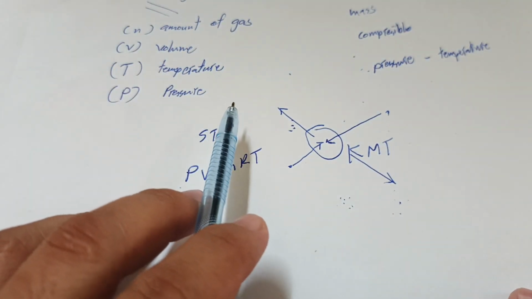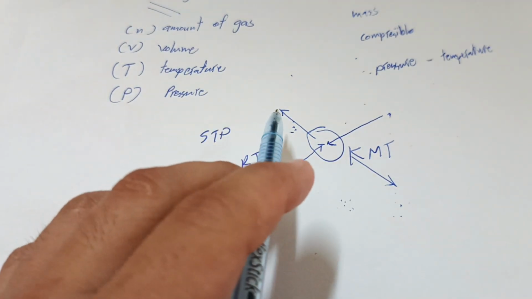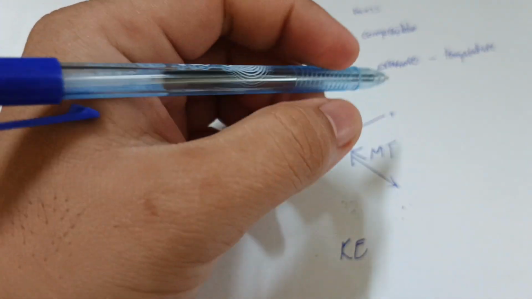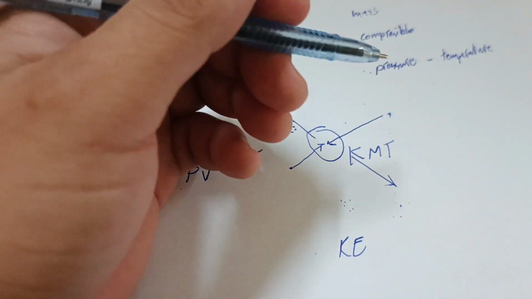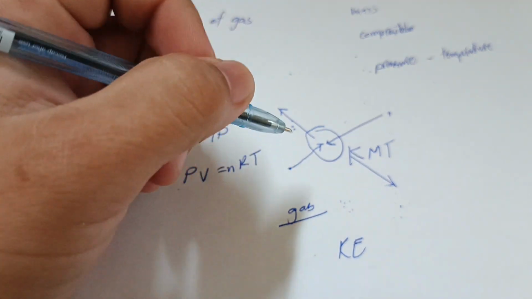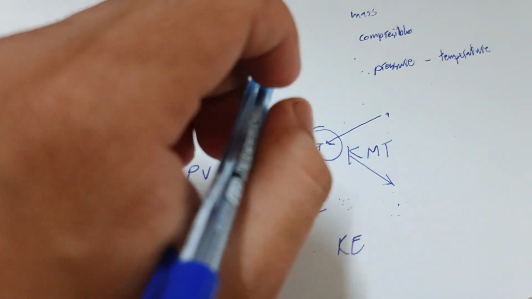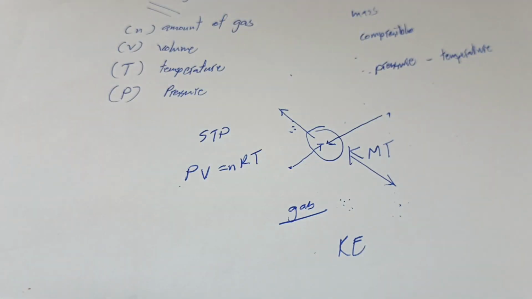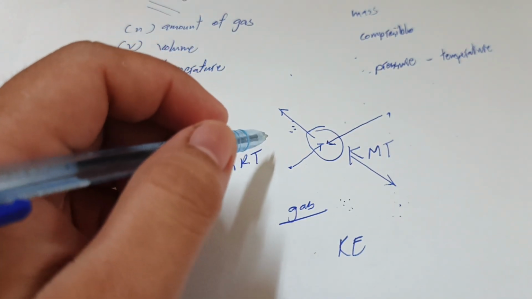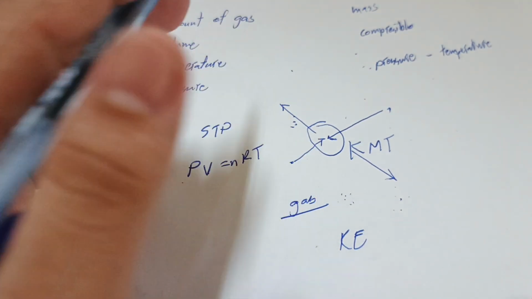And the fifth is that the average kinetic energy of gas particles depends only on the temperature of the gas. So the kinetic energy of your gas particles depends on the temperature of that gas. Gas particles have higher kinetic energy at higher temperatures and lower kinetic energy at lower temperatures. So this is your fifth statement, and the last is gas particles exert no force on one another.